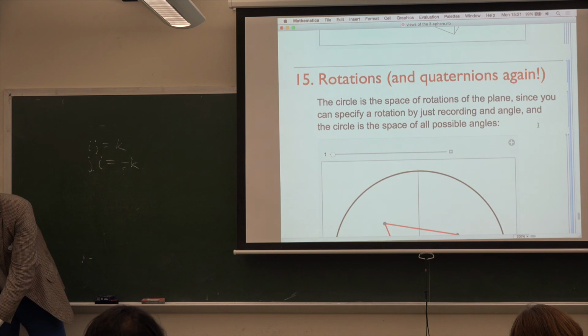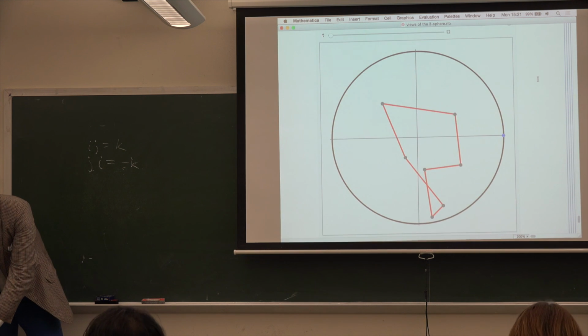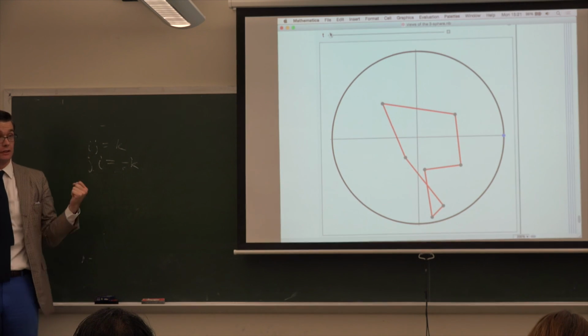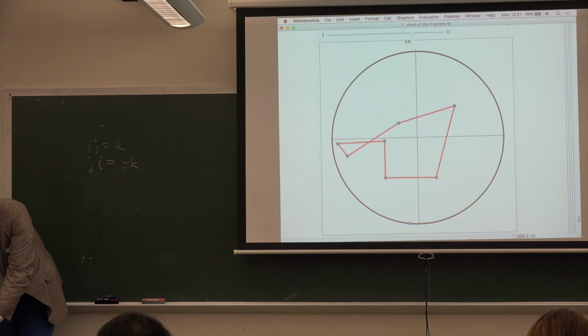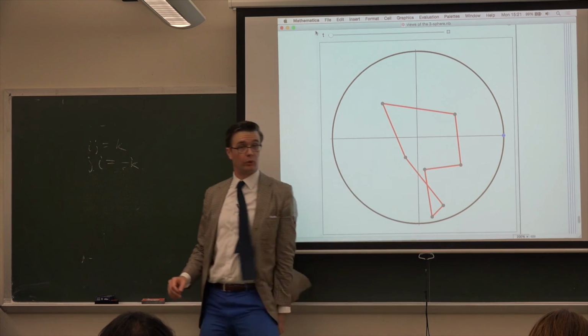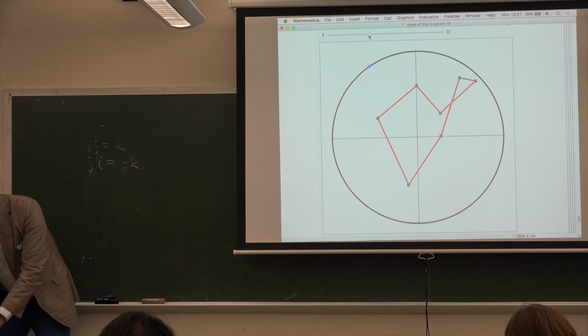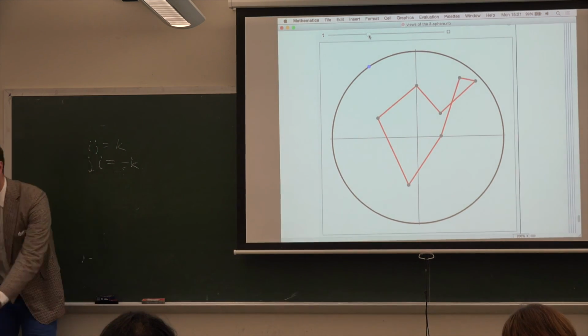Let me just end by saying that one of the really useful things about quaternions, so one of the ways to think about the circle, is the collection of rotations of the plane. So if I take this red shape in the plane and I rotate it, I can specify the rotation by specifying an angle. What's an angle? An angle is a point on the circle. And so as I rotate this around, I'm just specifying the rotation by the point on the circle.